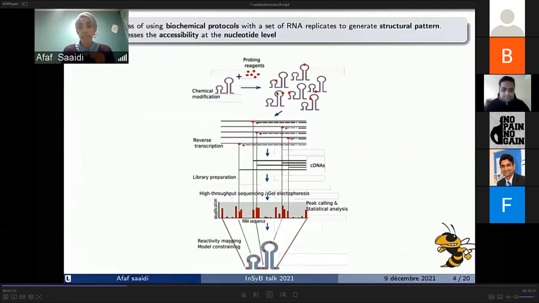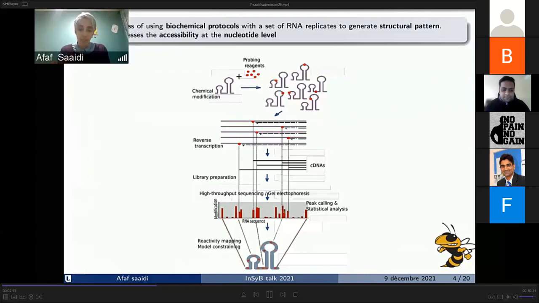In this case, they are accessible and they are unpaired. After this, we have a step of reverse transcription where a specific reverse transcriptase is used, and it will translate this interaction region with nucleotide either into a stop, which is the case here, or into a mutation. After this, we count the number of mutations and the number of stops, and we do sequencing, after doing sequencing, of course, and then we got our reactivity profile.